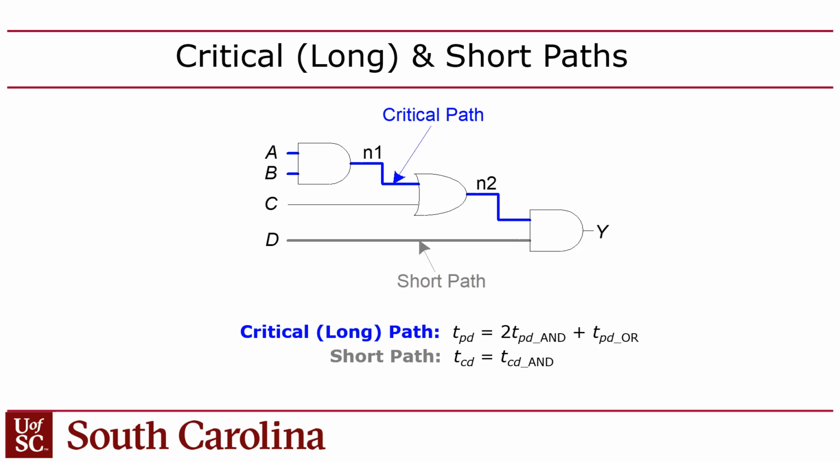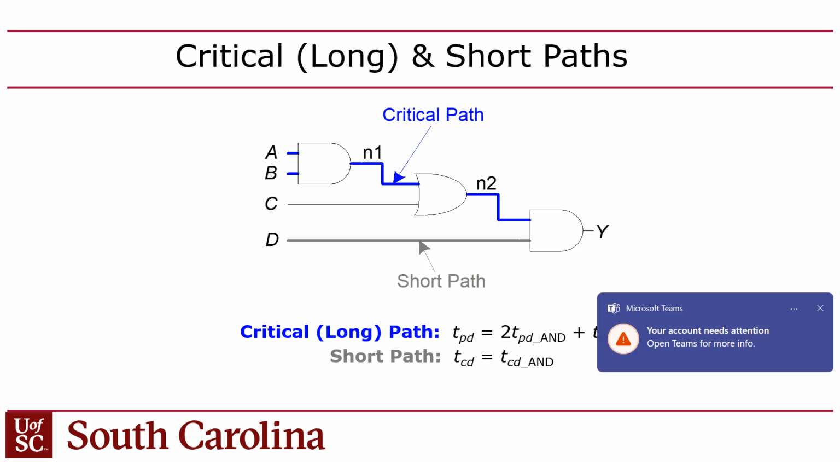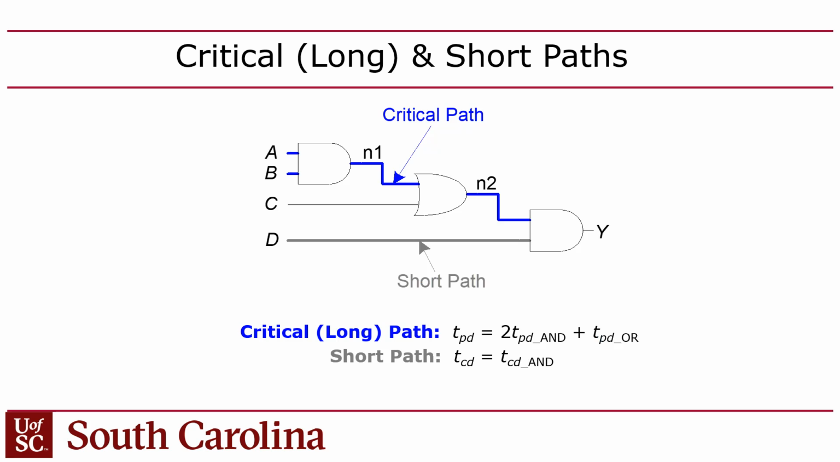So this affects, for example, the contamination delay of this circuit, which will be determined by the short path. So if D changes and it affects Y, like if D goes from 1 to 0, Y may also go from 1 to 0, right? So if you look at the time from the falling edge of D to the falling edge of Y, that will be probably closer to the contamination delay. Whereas if you look at the difference between A and B changing and Y changing, that will be closer to the propagation delay, right? Okay.